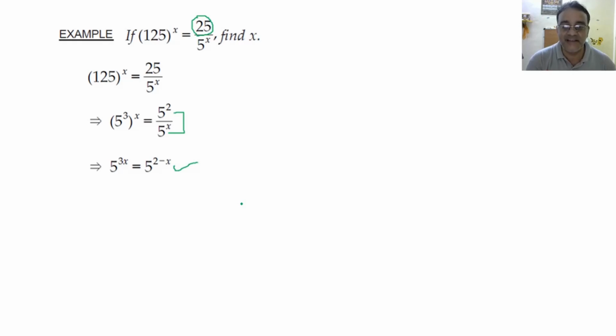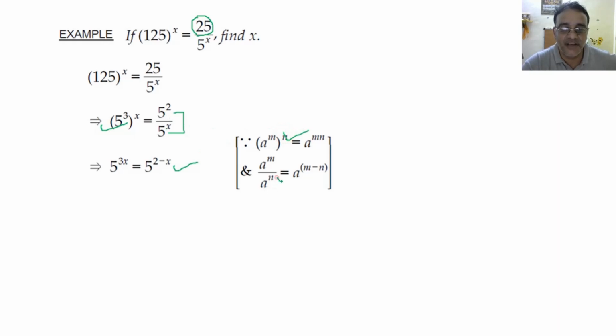Now both side bases are same, so we'll compare the powers, and for this we have used two properties. See, for this we used this property, and for this we used this other property and law. Actually I am using the word laws here, so we will say law. Okay, now we are going to compare the powers. So 3x is equal to 2 minus x.